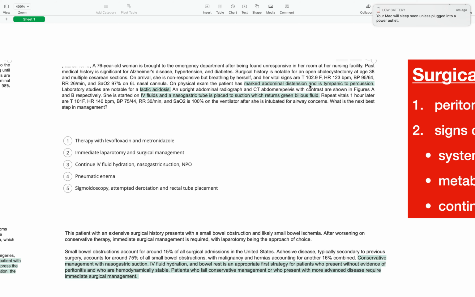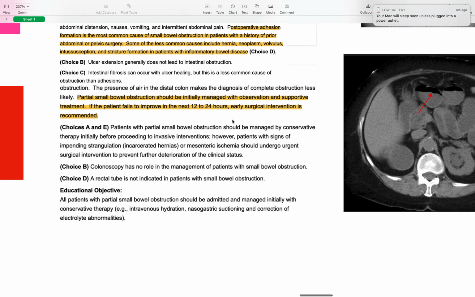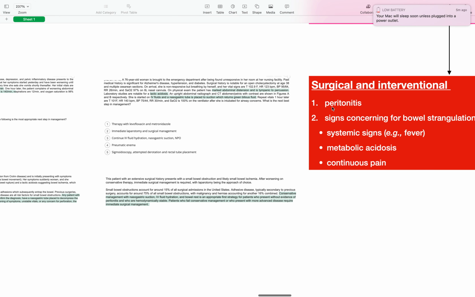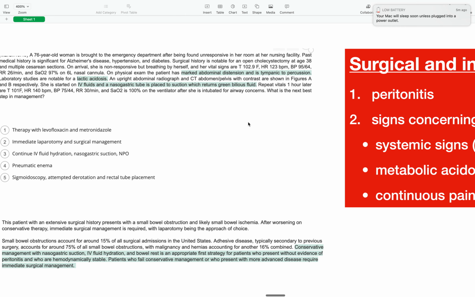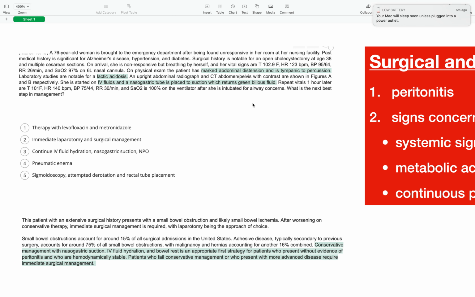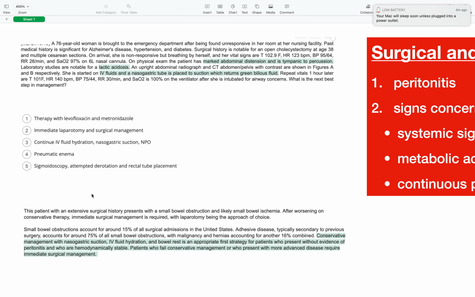You do a CT scan which shows this, okay, and air fluid levels. Then you place the patient on IV fluids, NG tube, and which of the following is the best next step? You will send the patient for surgery. Okay, so the patient needs immediate laparotomy and surgical management.